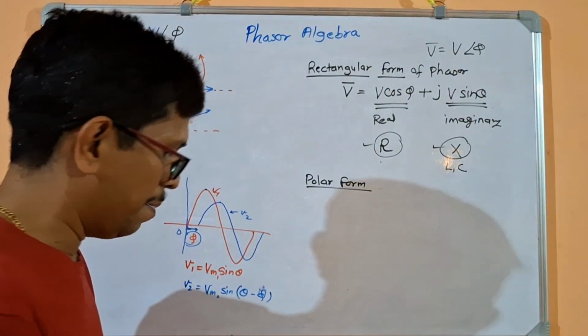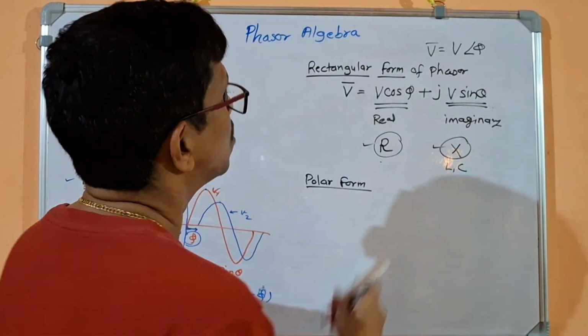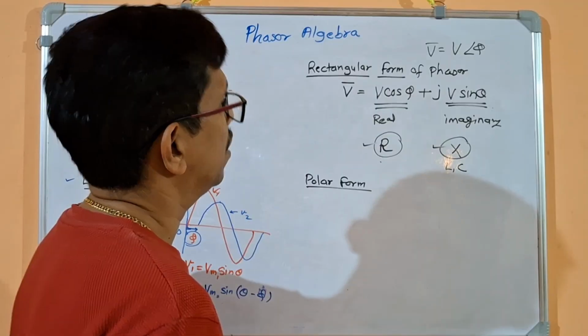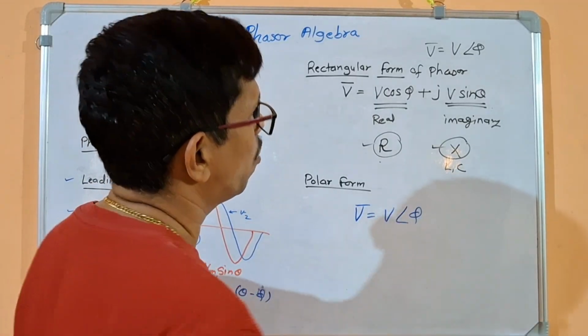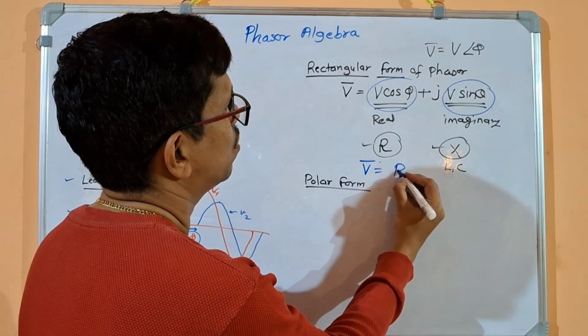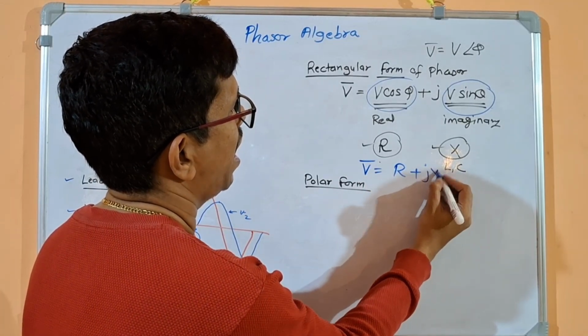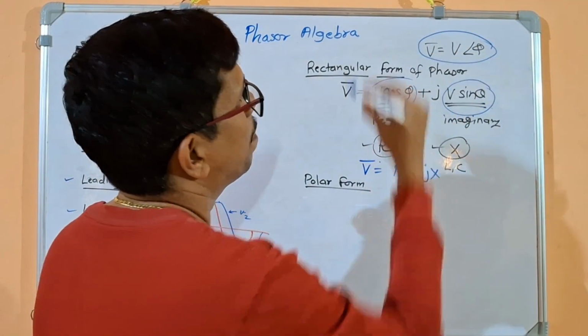ओके, नंतर आहे पोलार फॉर्म. हा जो फॉर्म आहे तो पोलार फॉर्म आहे. सो V bar is equal to V angle phi is a polar. You can represent this rectangular form as V is equal to R plus jX. Okay. And now what is polar form? This form is nothing but the polar form.